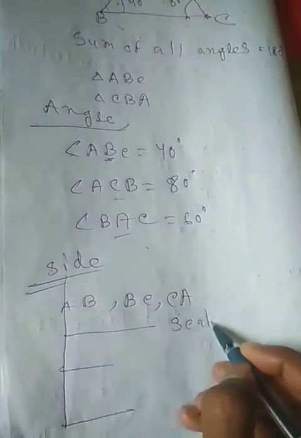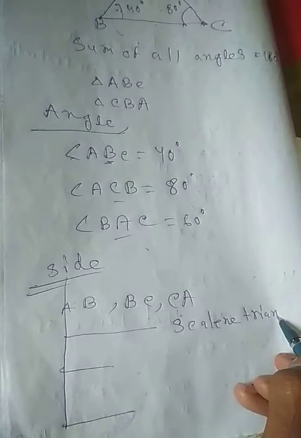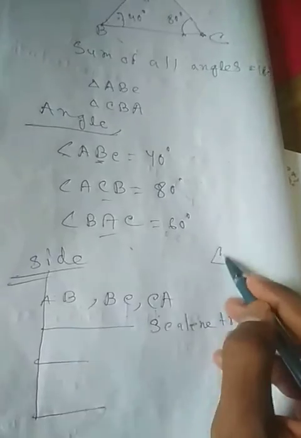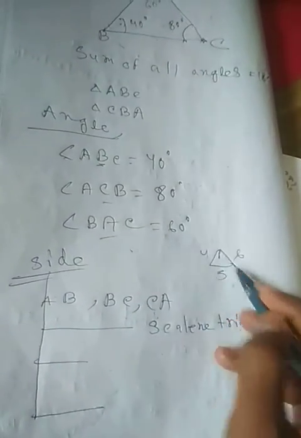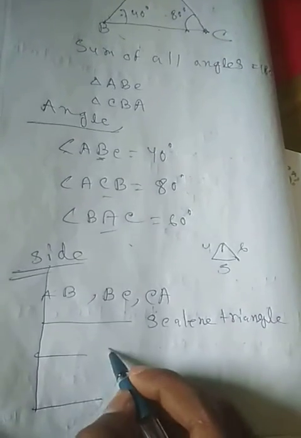Scalene triangle. Scalene means all sides are unequal. That means if there is a triangle where this is 4, this is 5, this is 6, all sides are different, this is a scalene triangle.